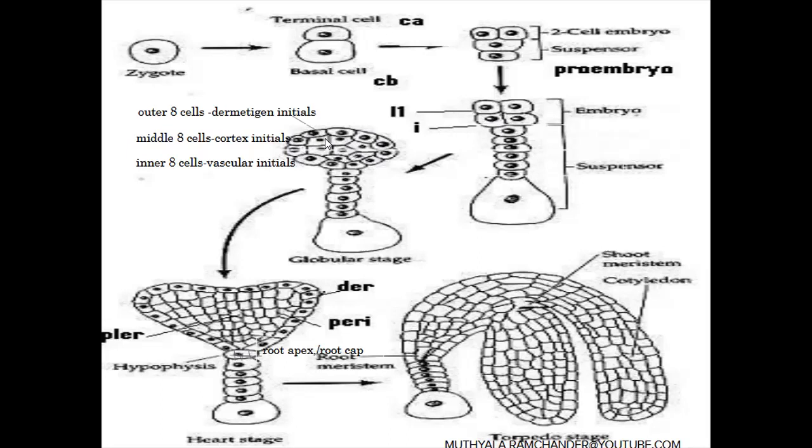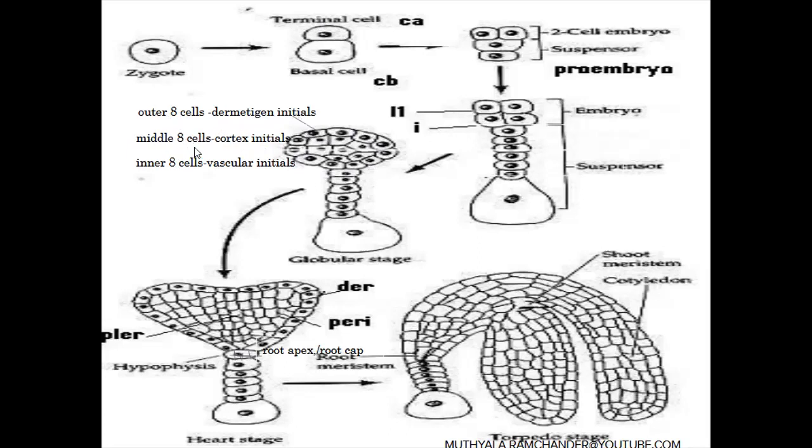At this stage, a total of 24 cells are present. The 24 cells are arranged in three whorls in a spheroidal structure. These 24 cells developed from only the CA cell. Remember it. From these 24 cells, the outer whorl 8 cells act as the dermatogen initials.